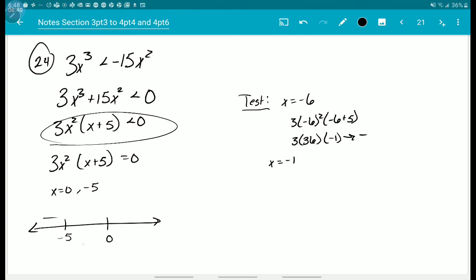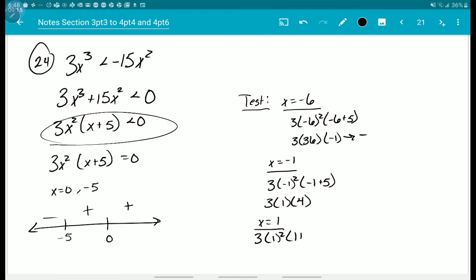Let's plug in negative 1. We just need some number between here. It doesn't matter which one we pick. So 3 times negative 1 squared times negative 1 plus 5. So 3. This is a positive 1. This is a positive 4, so we're going to get positive there. And then on this side, we're going to get a positive also because the multiplicity of 0 is 2. It's an even multiplicity, but let's just show it for fun. If we plug 1 in, we have 3 times 1 squared times 1 plus 5. So we have a positive times a positive times a positive, which will end up being a positive.